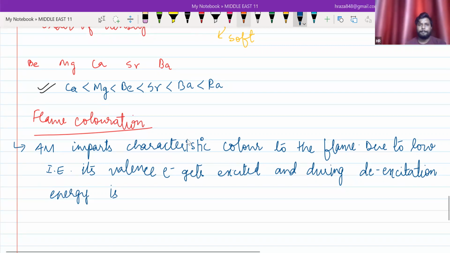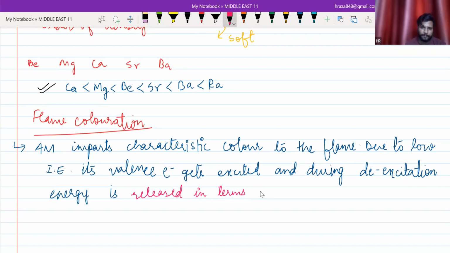So basically, alkali metal imparts characteristic color to the flame due to its low ionization energy. Its valence electron gets excited. During de-excitation, energy is released in terms of radiation, which lies in visible region.